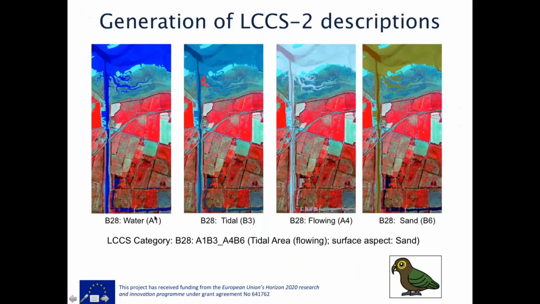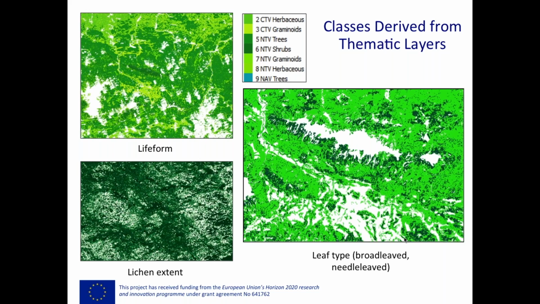So here's an example. This is one layer called water. It could be water, ice, and snow. A1 is water, A2 is snow, A3 is ice, and then you have tidal, flowing, and so on. So you combine those as A1, B3, A4 and B6, which is a tidal area, flowing, with a surface under the water of sand, sorry. So there's a whole range of layers that you can use as input.